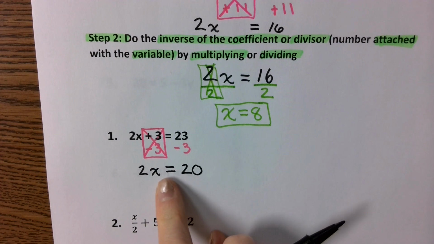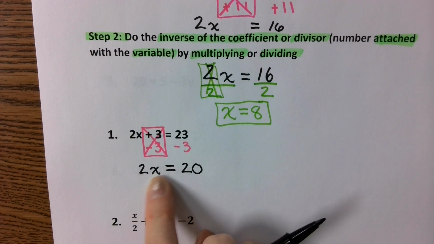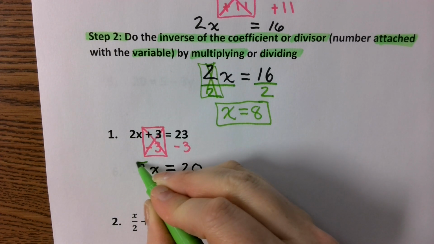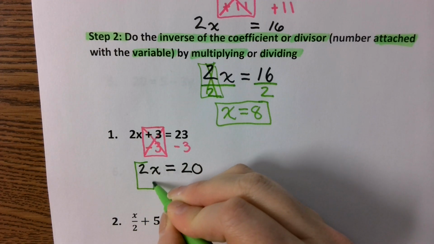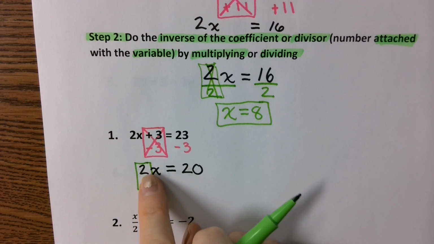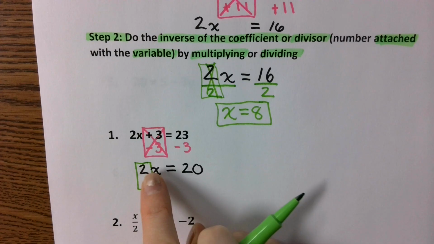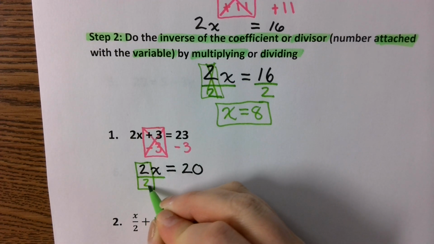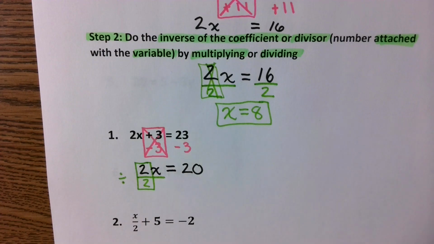Is x by itself? No, x still has a friend. X still has something happening to it. So we now need to go ahead and undo that. So we want to get rid of this 2 now. How am I going to get rid of this 2? Divide, not minus, because we're not doing 2 plus x, right? We're doing 2 times x. So the inverse operation is to divide. We're going to divide by 2.